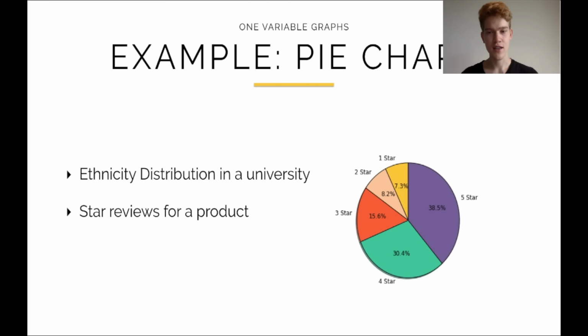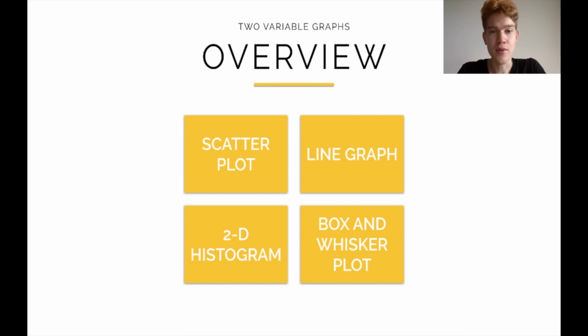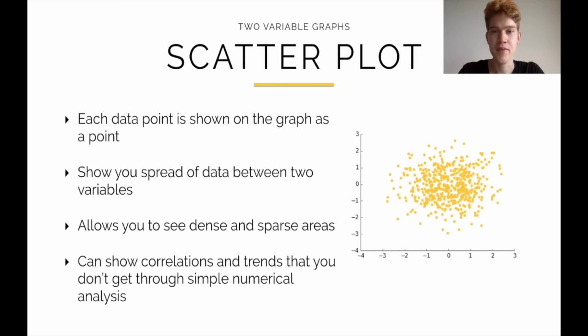And so there you can again also get this nice different overview of how the review system would work. Now we're going to talk about two variable graphs. So the graphs that we're going to look at are going to be scatter plots, line graphs, 2D histograms or two-dimensional histograms, and box and whisker plots. All right, so let's start off with scatter plots.